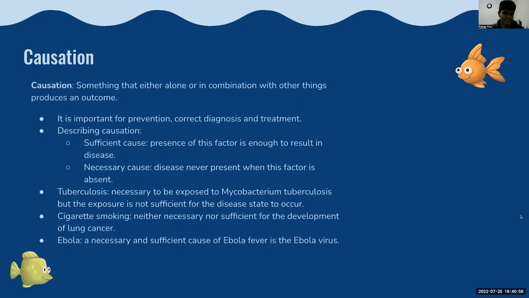So causation. This is the first thing that's kind of important. You will get examined on this, so it's good to understand. So something that either alone or in combination with other things produces an outcome. So the best example was actually in the lecture slides. Basically, there's two types. So there's sufficient and necessary. So if something is sufficient, then that means that this alone can cause the disease. And necessary means it is needed to cause the disease, but the disease doesn't have to happen if you have it. So I know that they sound kind of similar, but if you look at the examples here, I think it kind of clears it up a bit.